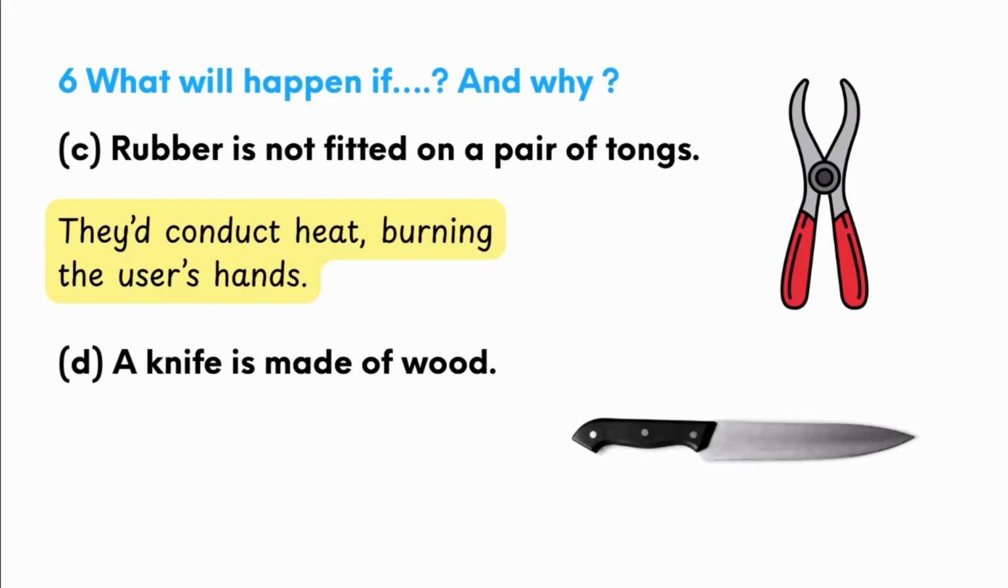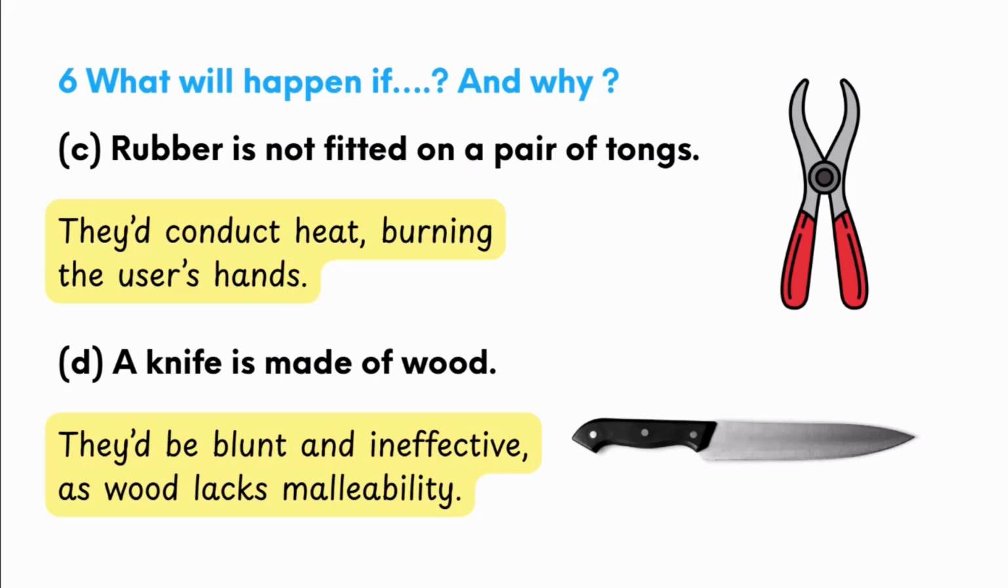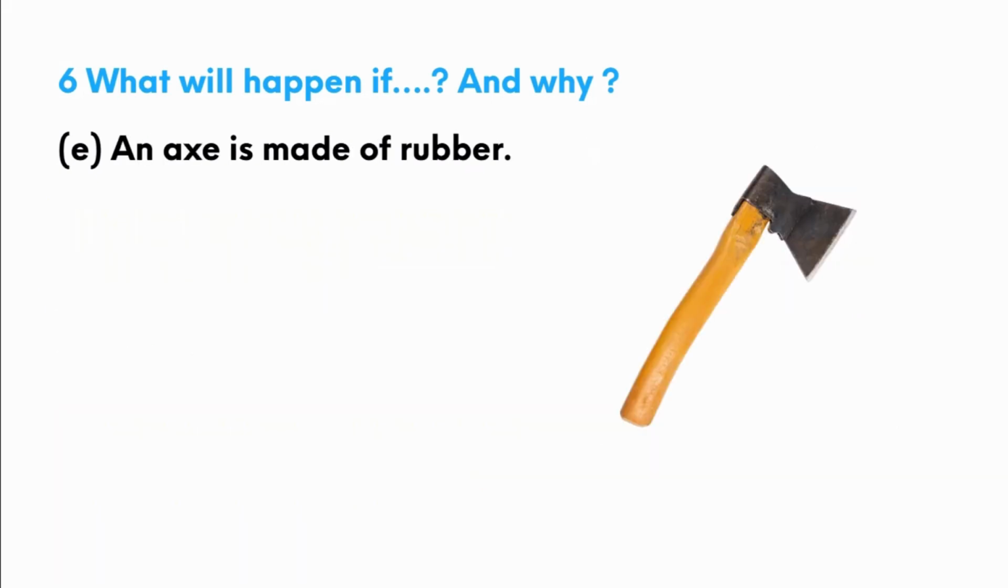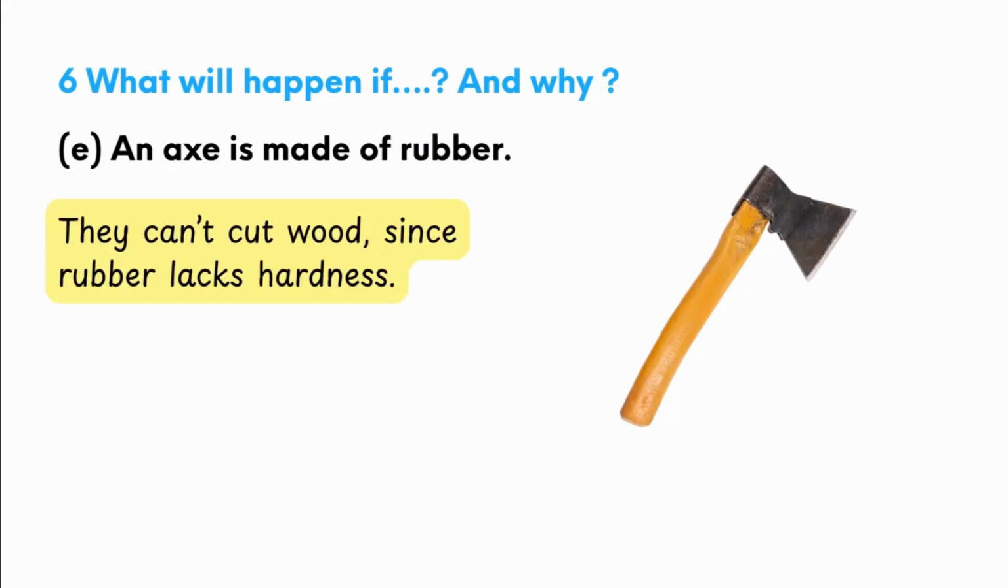Next is, what will happen if a knife is made up of wood? It would be blunt and ineffective as wood lacks malleability. What will happen if an axe is made up of rubber? It can't cut wood since rubber lacks hardness. Okay.